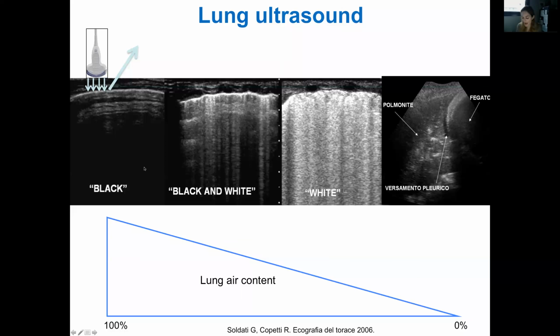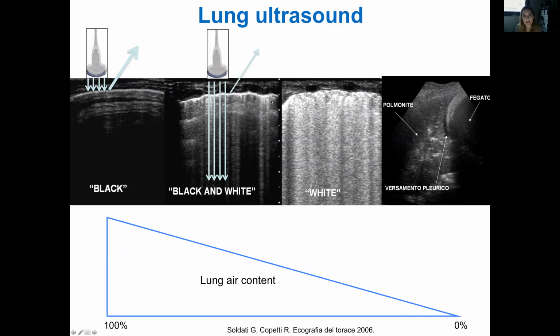But what happens when we start losing this air content in the lung? If you have a disease in the lung and the air is replaced by a transudate or an exudate or by blood or collagen tissue, the acoustic properties of the lung change. So the very high acoustic mismatch is no longer there, and the ultrasound beam is now able to partially penetrate the lung.